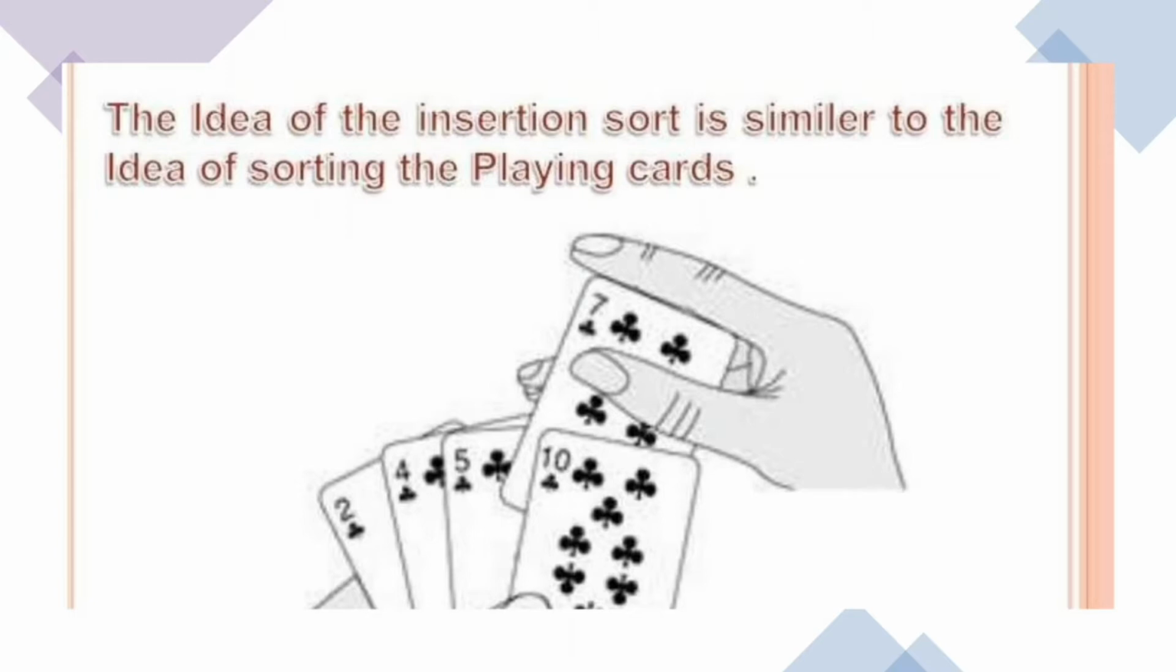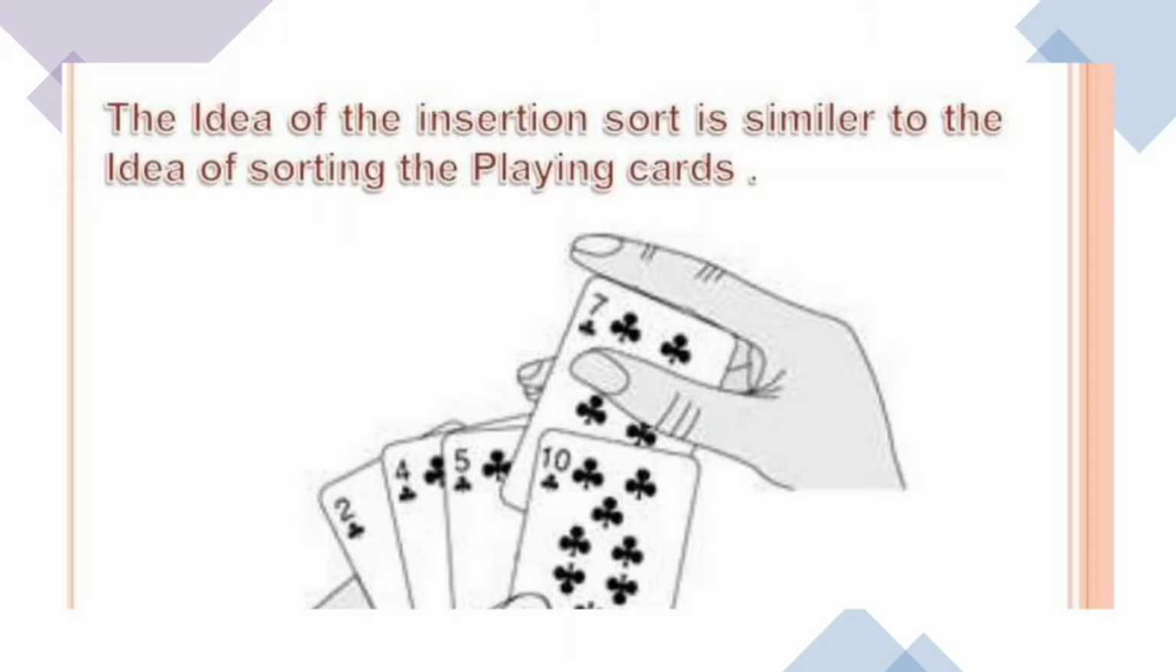Now compare this with a list of elements. A single element is already sorted, right? So if I give you the number 5 and say, okay, sort 5, you will say that 5 is a single number and it is sorted. So now I have only one card in my hand, that is 5.